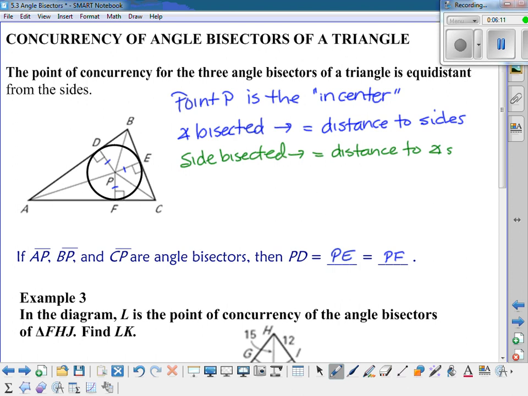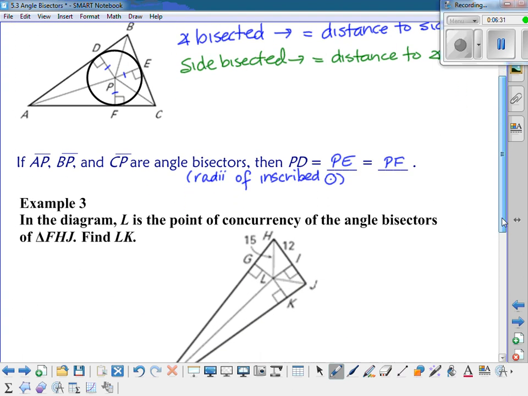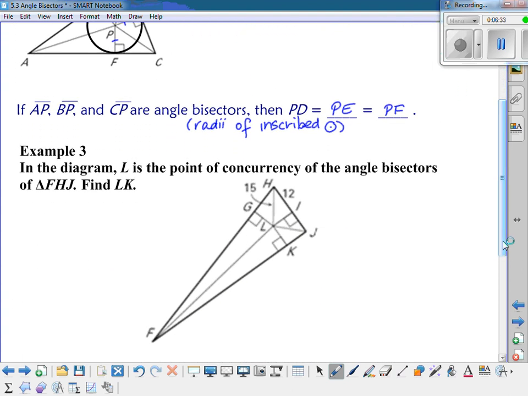And you'll notice that those are radii of the inscribed circle. And all the radii of a circle are always congruent. So we can use this information then to solve some problems. So in this diagram, point L is the point of concurrency of the angle bisectors, or the incenter, of triangle FHJ, and we are going to find LK.